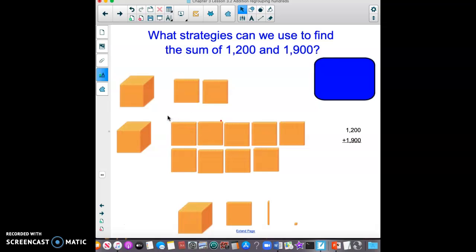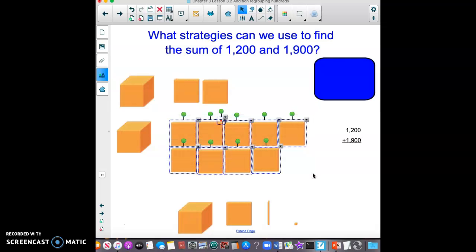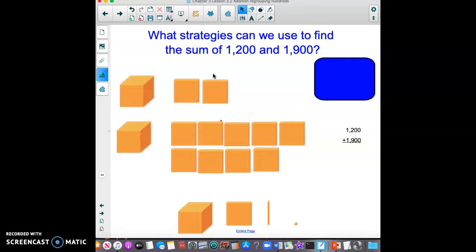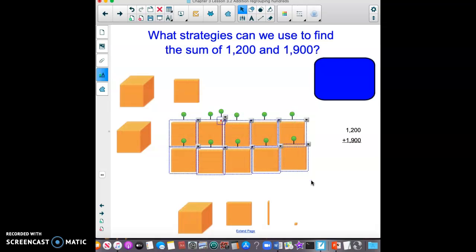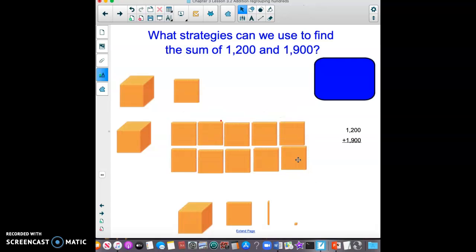In fact, I'm looking at this set of base 10 blocks here, the 900s, and I'm noticing that it's just like the 10 frames that you've used when you were younger. If I filled in this 100 from the 1200 and I moved it down here, doesn't this look like a full 10 frame? Only this time we have 10 hundreds. What do you know about 10 hundreds? I'm decomposing the 1200 into two parts.